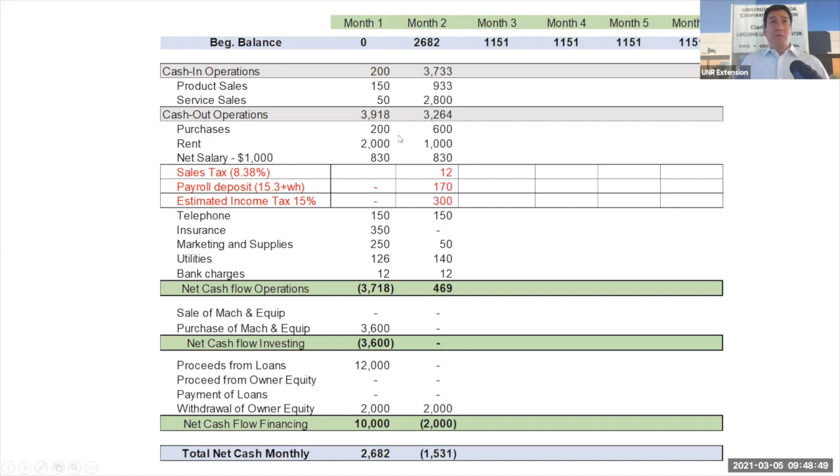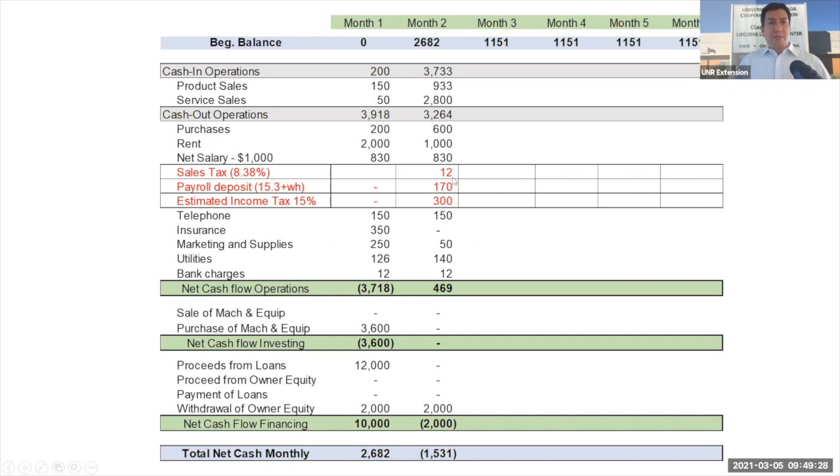Next month, we can see the net cash from operations is positive. That's good. And also I can see that the taxes, the compliance, it's taken care of. Sales tax, $12. This $12 comes from the product sales of the previous month. Payroll deposit. Okay, the payroll deposit comes out of the money from the salary.